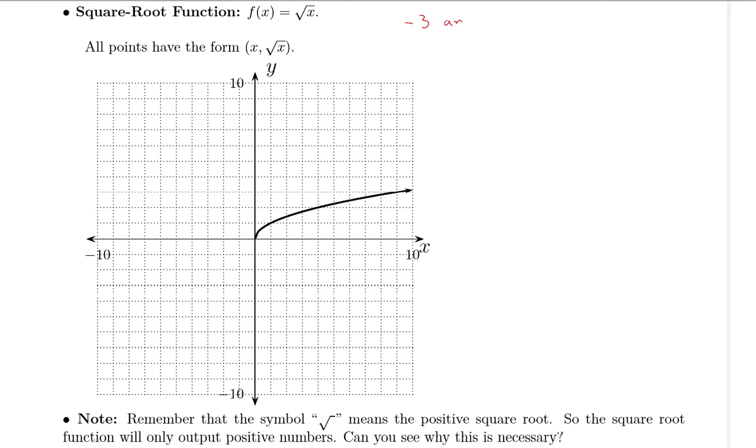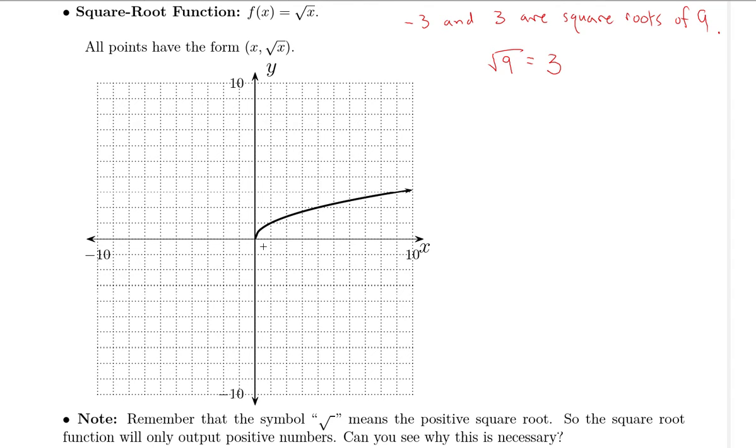I can say that -3 and 3 are square roots of 9. That's absolutely true. However, if I ever put this on paper, 9 with this particular symbol, this means only the positive square root. That's why this graph looks the way it does: you're only seeing positive y values come out here because we're using this positive square root symbol.